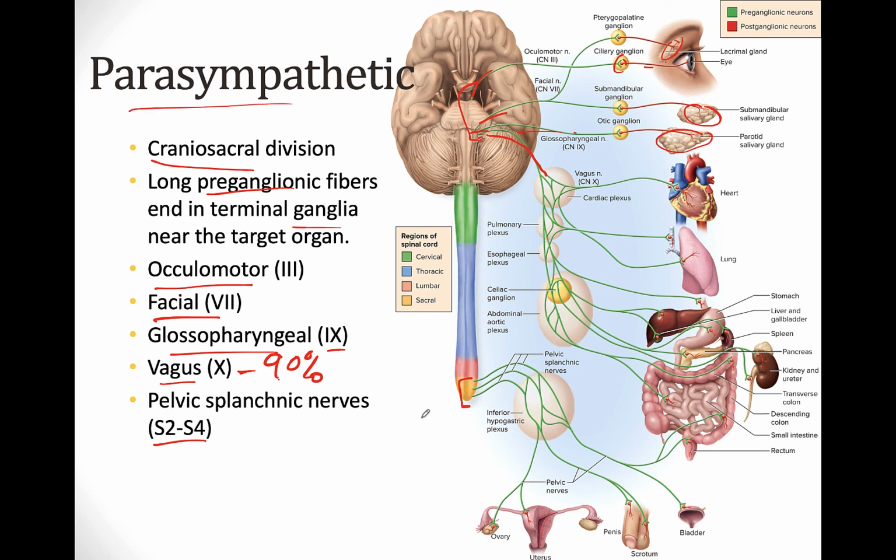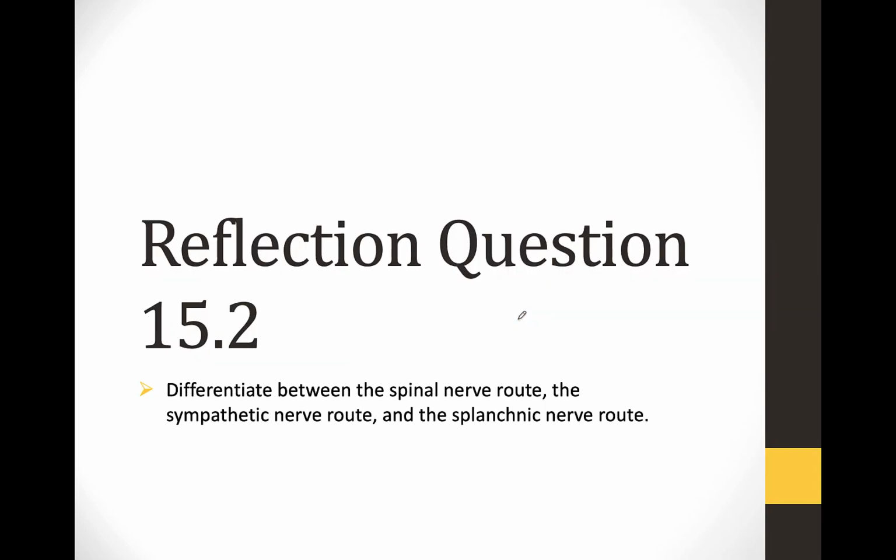There's a few down here in the pelvic nerve that are going to use some pelvic splanchnic nerves to reach some of the lower things on the body, like the genitals, ovary, uterus, penis, scrotum, as well as the urinary bladder. So take a moment and differentiate between the 3 roots for the sympathetic nervous system: spinal, sympathetic, and splanchnic nerve roots.